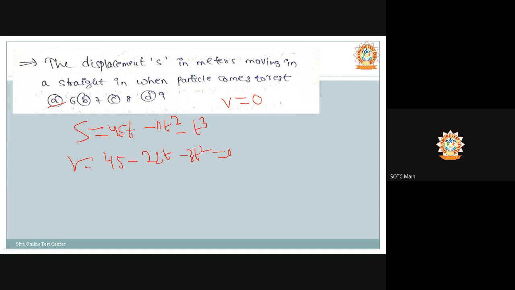Just substitute these values in the options, wherever it is satisfying this equation, means velocity is 0, then that option is correct. You have two options now. So one is you can find the roots from this, or you can also check the equation by substituting this time 6, 7, 8, 9, right? So do at your end.